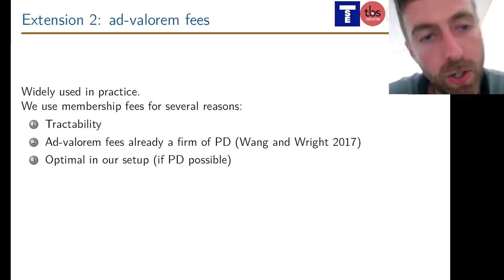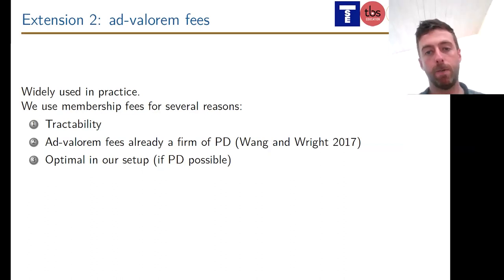Now, there's also an interesting paper by Zhu Wang and Wright, who show that ad valorem fees already represent some kind of price discrimination. So if we really want to understand the effects of price discrimination, starting from a situation where there is even uniform ad valorem fees, it would still be some kind of price discrimination, because of course, the more you sell, the more you pay.